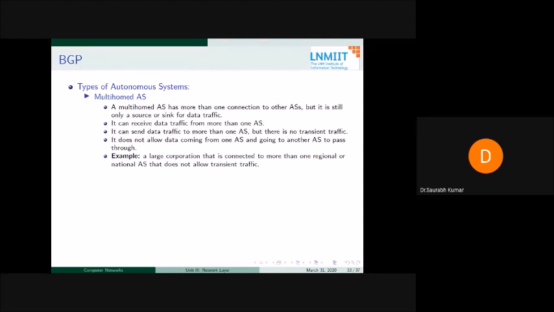And the third category of autonomous system is the transit autonomous system. It is basically a multi-homed autonomous system, but it also allows transient traffic, and that's why it is called a transit autonomous system. So national and international ISPs or internet backbones, if you visualize properly, are connected with so many transient links. So that's why they become the example of transit autonomous systems.